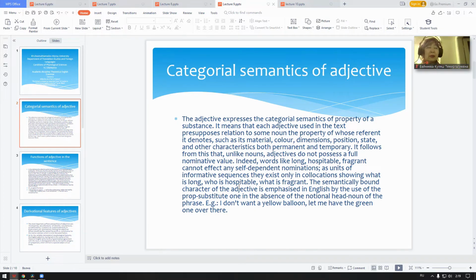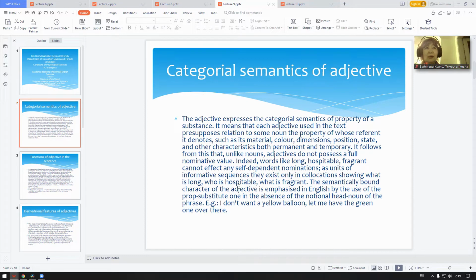Categorical semantics of adjective. The adjective expresses the categorical semantics of property of a substance. It means that each adjective used in the text presupposes relation to some noun, the property of whose referent it denotes, such as its material, color, dimensions, position, state, and other characteristics, both permanent and temporary. It follows from this that, unlike nouns, adjectives do not possess a full nominative value.